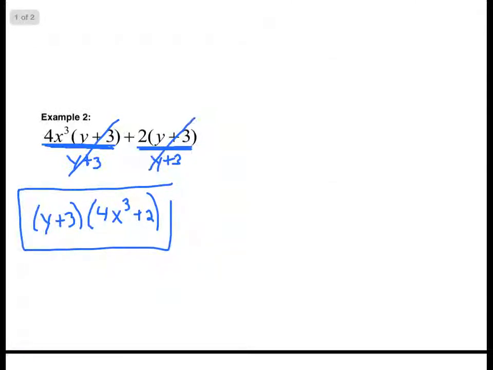You can multiply that out and you could get a trinomial, or you might get a 4-termed problem. But I'm not going to multiply it out because we don't really need to. I'm just looking for the two factors that we can group together. All right, let's do another one.